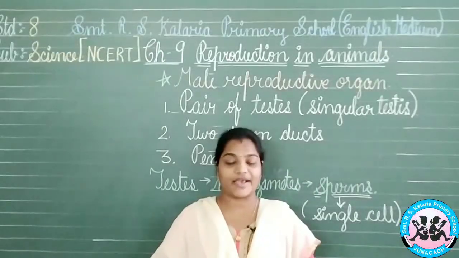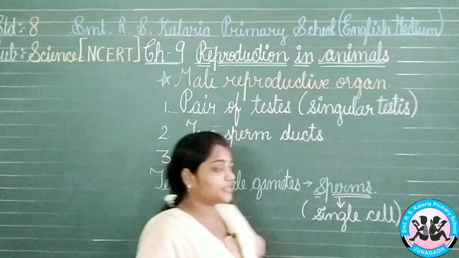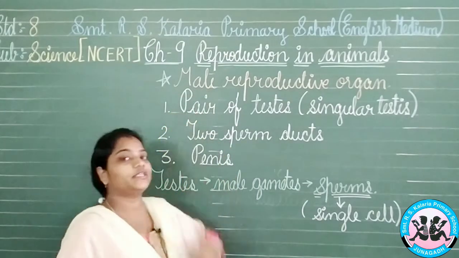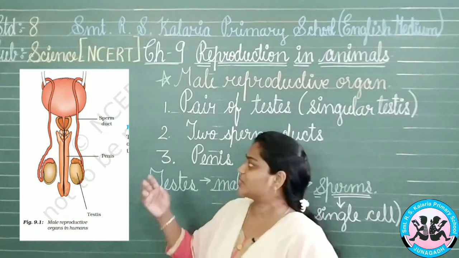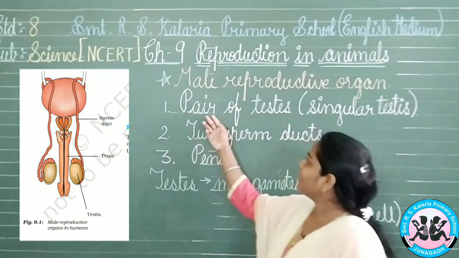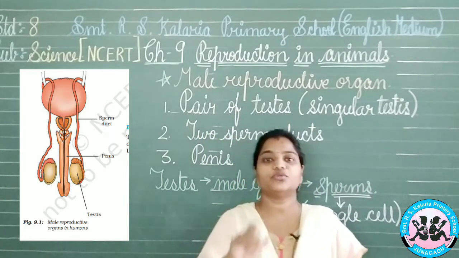Let us have a look at the male reproductive system. What is this? Now, male reproductive organs will include three things. What are these things? As you can see on the picture on the screen, a pair of testes is there. Pair of testes means what? There will be two testes.